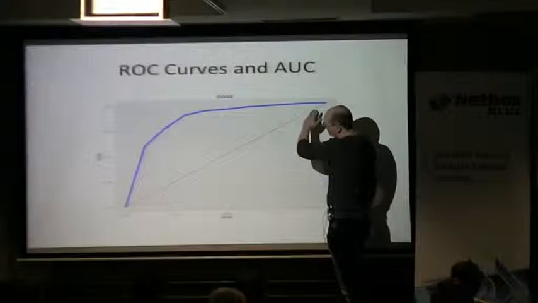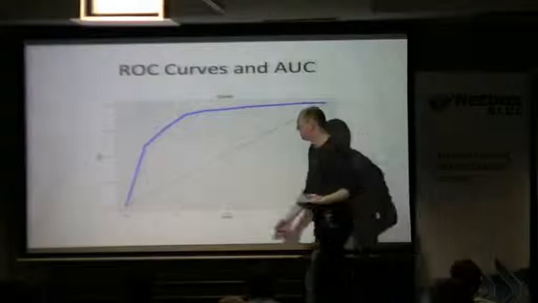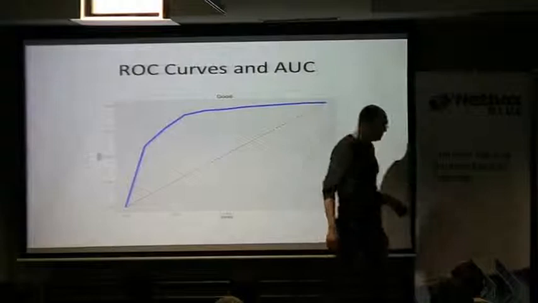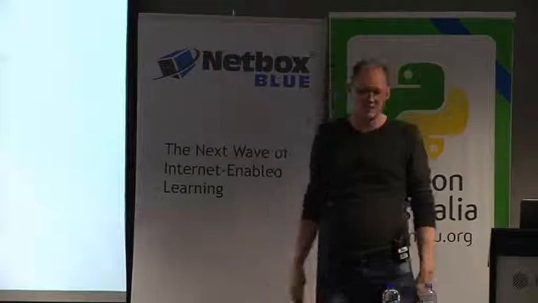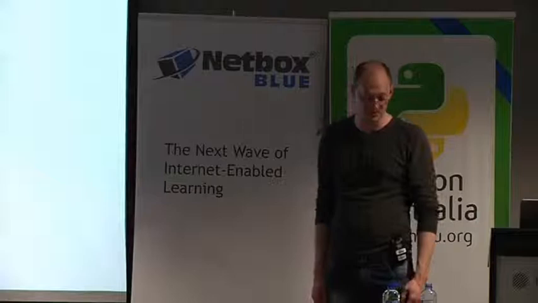Let's get into these axes. Down here is something called the false positive rate. False positive is pretty self-explanatory. And this is the true positive rate. So if I have a whole bunch of objects, and you want to know how good I am at telling you whether this is a bottle or not. And you go, is that a bottle? And I say, yeah, that's a bottle. Well, that's a false positive. Is that a bottle? Yeah, that's a bottle. That's a true positive. Is that a bottle?